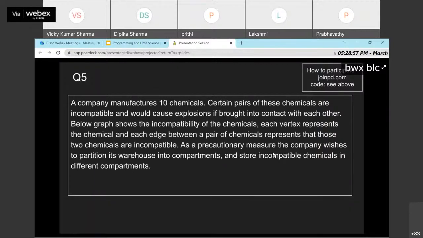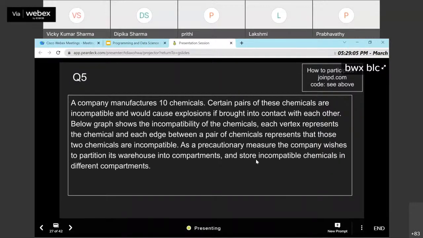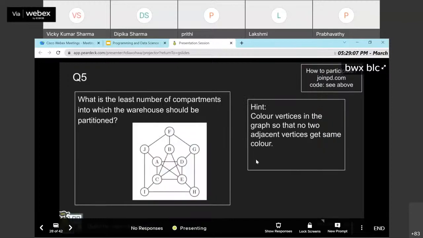So as a precautionary measure, the company wishes to partition its warehouse into compartments and store incompatible chemicals in a different compartment. Okay. So now here is the graph. You see here, these are the chemicals. Now A, B, C, D, E up to J indicates that these many chemicals are there.